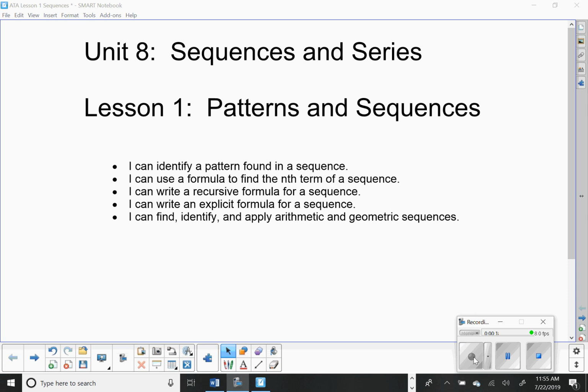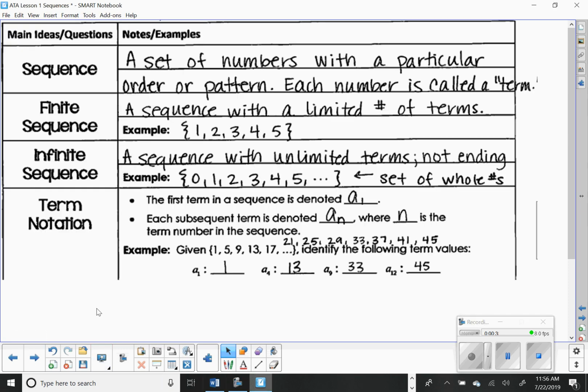At the end of this lesson, you'll be able to identify a pattern found in a sequence, use a formula to find the nth term of a sequence, write a recursive formula for a sequence, write an explicit formula for a sequence, and identify and apply arithmetic and geometric sequences. Let's get started. First, you've got a packet there, and some of it is just writing down definitions so you know what we're talking about.